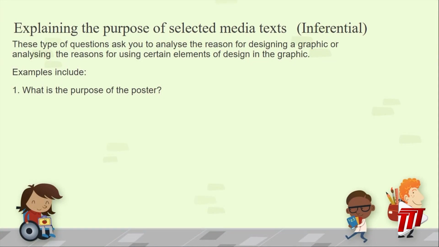This objective deals with explaining the purpose of selected media text. Again, this is an inferential type question. These types of questions ask you to analyze the reason for designing a graphic or analyzing the reasons for using certain elements of design in a graphic. Examples include, what is the purpose of this poster? Ask yourself, why did the person make this poster?